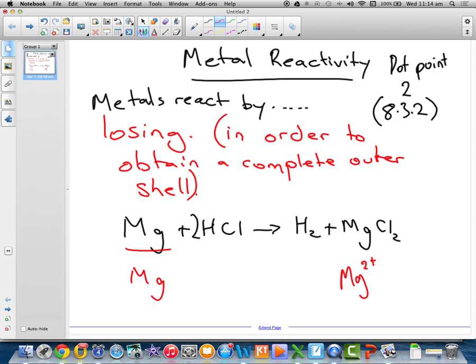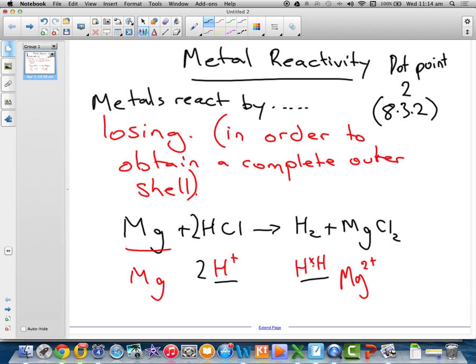We also looked at the hydrogen. Here we have hydrogen ions in the acid. And on this side we have hydrogen atoms that are actually joined together to form a molecule. So on the left-hand side, we've got our hydrogen ions, and we've got 2 of them. And on the right-hand side, we've got hydrogen atoms that are bonded together to form a molecule.